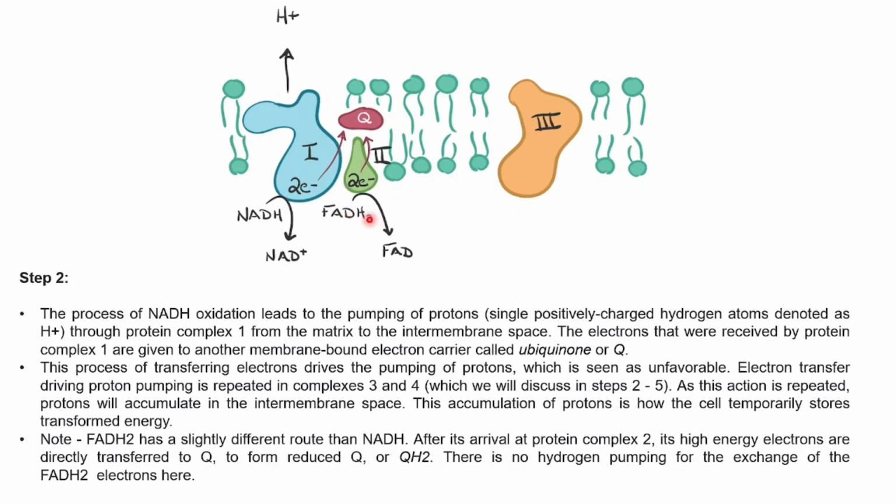And this FADH2 has a slightly different route than NADH. After its arrival at protein complex 2, its high energy electrons are directly transferred to Q to form reduced Q, or QH2. So there is no proton pumping for the exchange of FADH2 electrons here, but there was proton pumping happening for NADH. So these two go through a slightly different process. This is what happens in step 2.